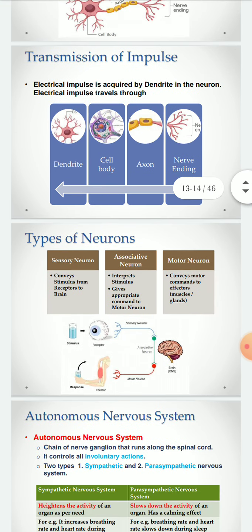Transmission of impulse. Like we discussed, this is how an impulse is basically transmitted. An electrical impulse is acquired by the dendrite in the neuron, and electrical impulses pass through the dendrite, cell body, axon, and nerve ending.